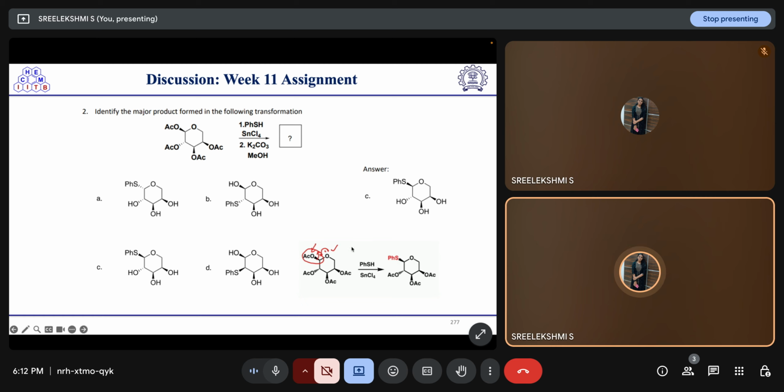So firstly, this oxygen lone pair will fall over here. This acetate group will get eliminated, and here a double bond will come. Then this SPh minus will attack over this center opposite to this OAc face. So that will come above only. So this will be the correct answer.